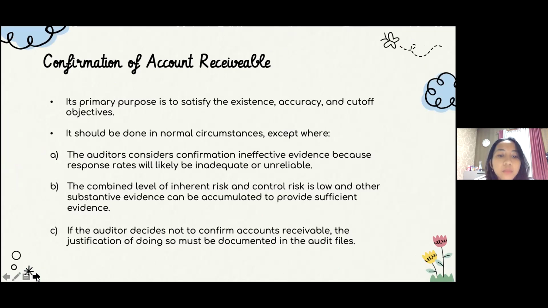Or where the combined level of inherent risk and control risk is low, and other substantive evidence can be accumulated to provide sufficient evidence. If the auditor decides not to confirm accounts receivable, the justification for doing so must be documented in the audit files.